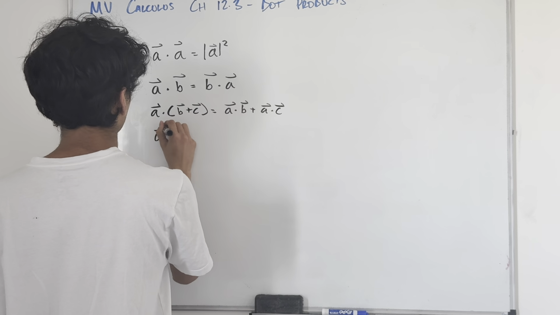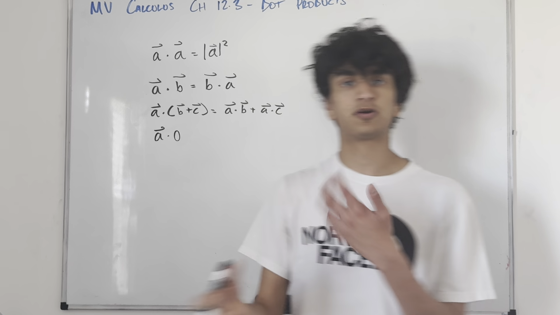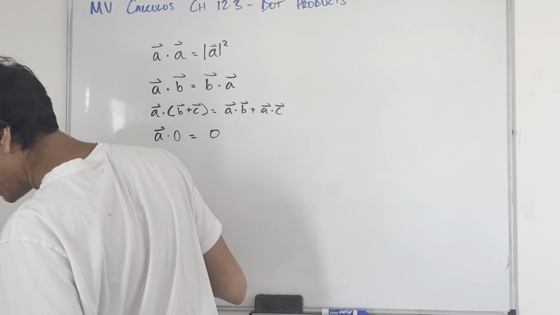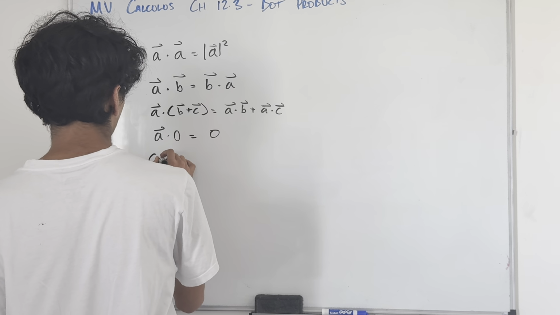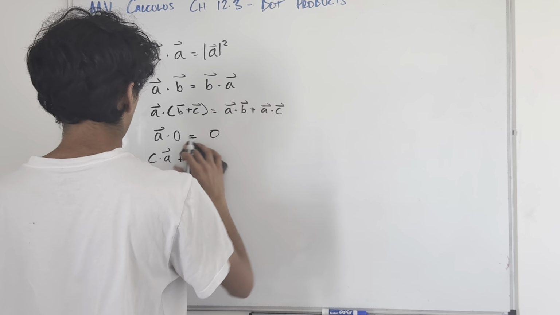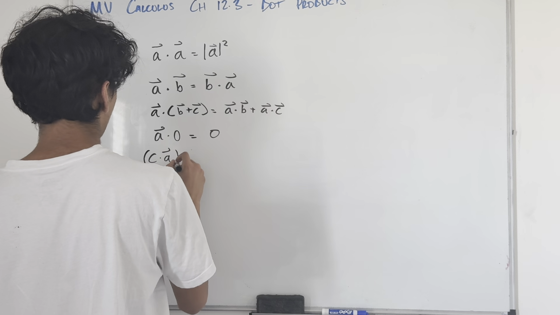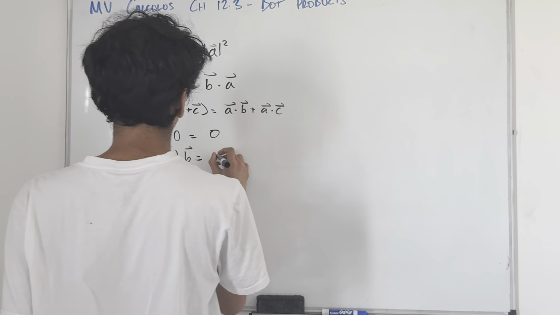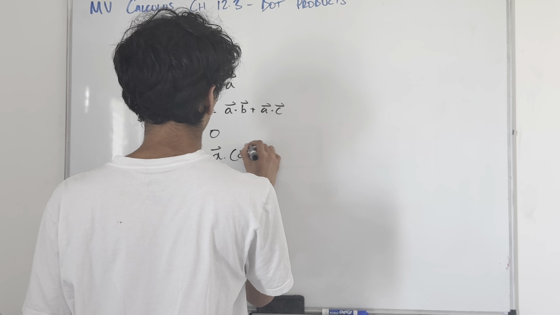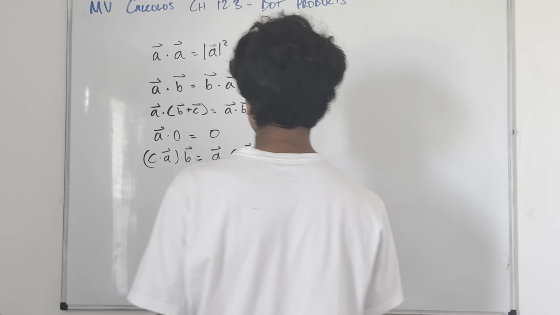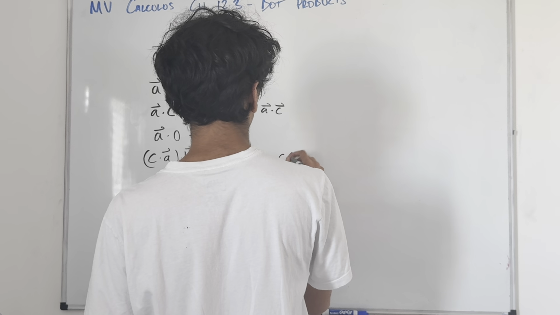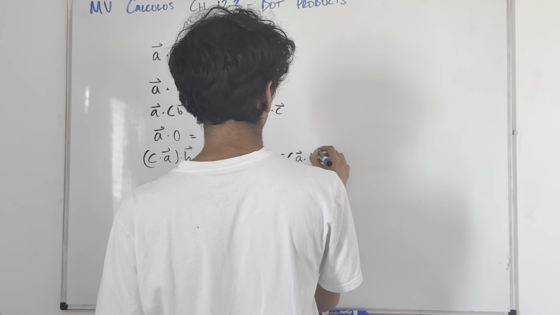And if I do A dot 0, 0 being a vector with 0 magnitude, A dot 0 will just end up being 0. And if I scalar multiply one of the vectors in the dot product, so cA dot B is the same thing as A dot cB, which is also the same thing as c times A dot B.